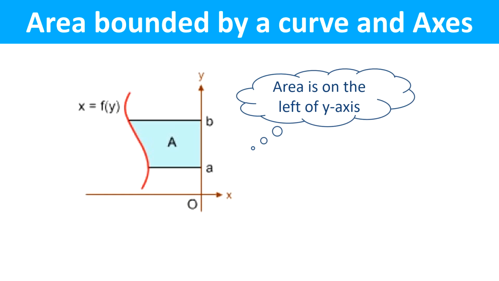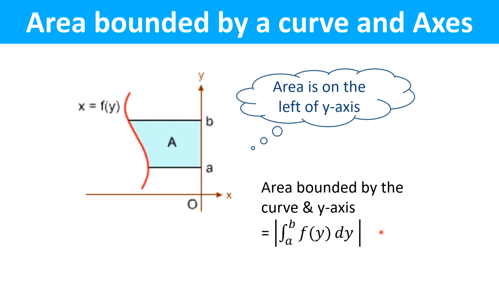In this next example, you will notice that the area bounded by the curve is on the left-hand side of the y-axis. Again, in this case, the value of the definite integral will be negative. So to find area, we again need to add the absolute sign. This will change all negative values into positive.